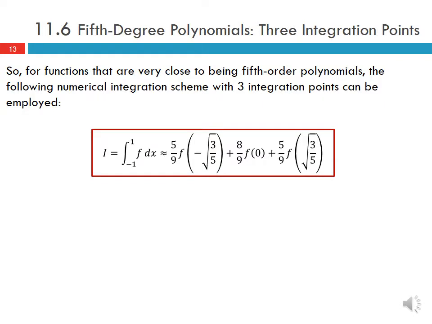So for functions that are very close to being fifth order polynomials, the following numerical integration scheme with 3 integration points can be employed. So it's this weighted sum of our function evaluations: 5 over 9 times f of our first integration point, negative square root of 3 over 5, plus 8 over 9 times f evaluated at 0, plus 5 over 9 times f evaluated at square root of 3 over 5.